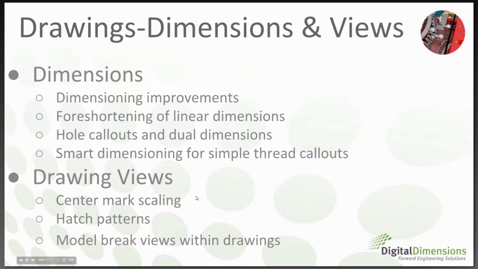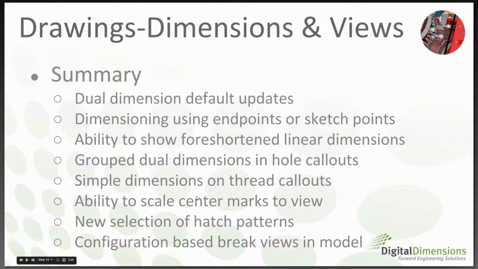All right, so just a brief summary of what we talked about, some of the new default updates to the dual dimension options. The dimensioning using endpoints or sketch points without having to click off of those. The new foreshortened linear dimensions. The group dual dimensions and hole callouts for easier readability. And then the simple dimensions using the Smart Dimension tool on cosmetic threads.